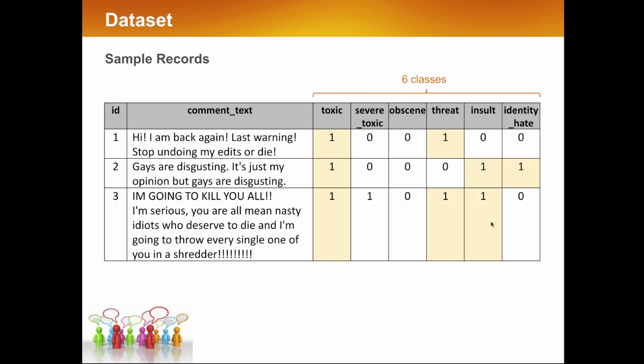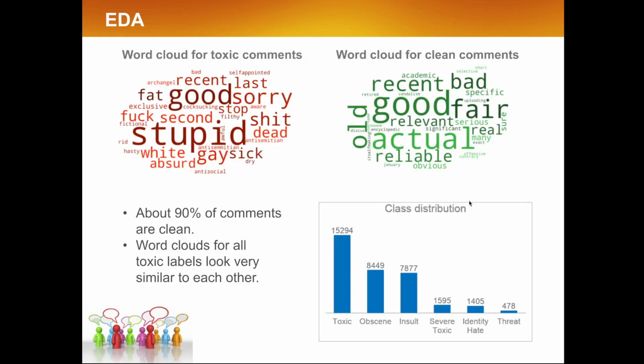So what we can do is perform classification on each class separately, and then we can find out the probability of that comment belonging to the toxic class or a threat class or an insult class.